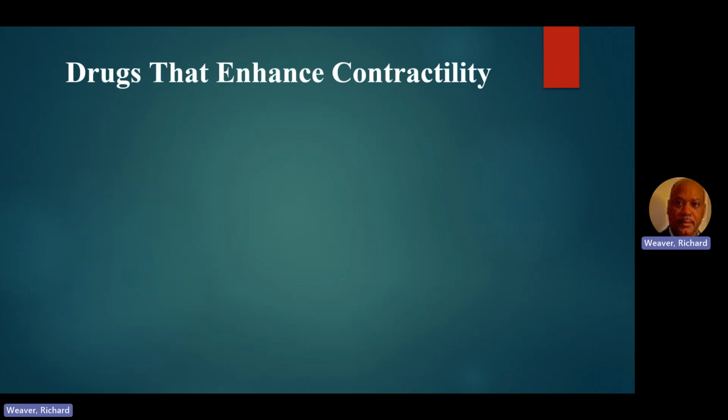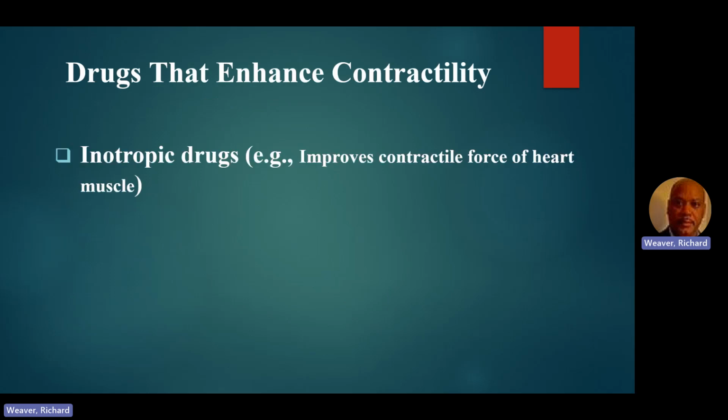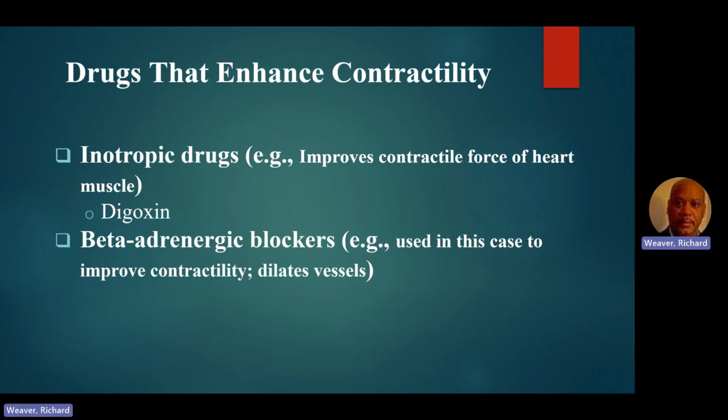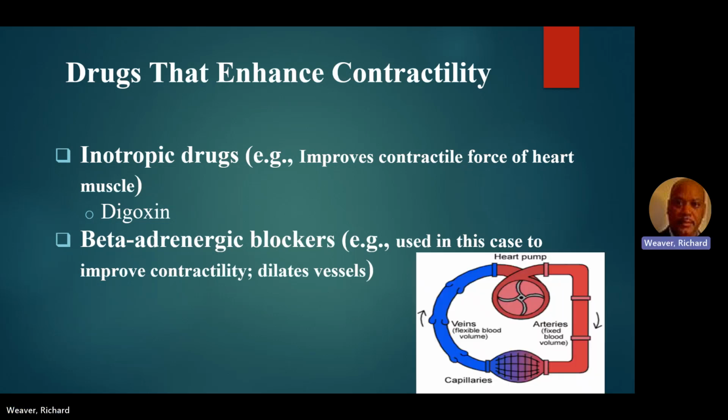As far as contractility, in order to enhance contractility, we want to use inotropic drugs. These drugs help to improve the contractile force of the heart muscle. We use digoxin here. We talked about that. There's also beta adrenergic blockers that we use in this case because this drug helps to improve contractility and also dilates blood vessels or reduces that afterload. And so it just makes it easier to eject blood from the ventricles. And folks, that is about it.